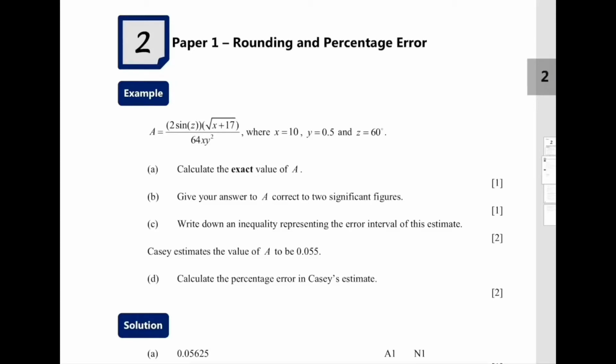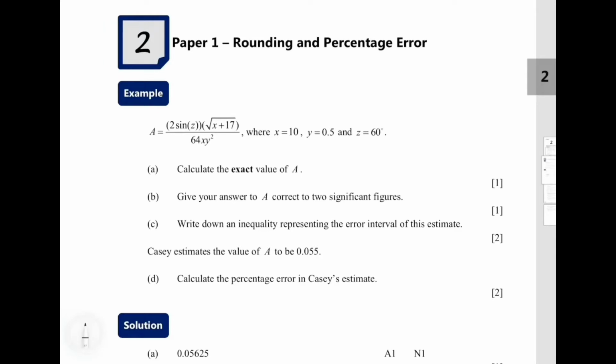So for today's example, we are going to talk about one short question belonging to the topic rounding and percentage error. So let's have a look at the setting of the question. We are given a formula, A equals the product of two terms, 2 sin z and also the square root of x plus 17, over the denominator 64xy squared.